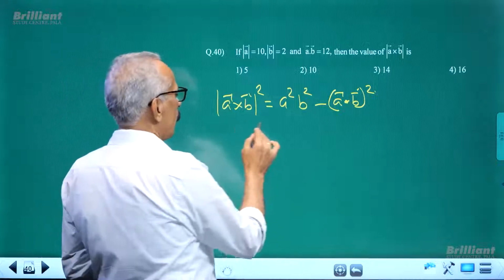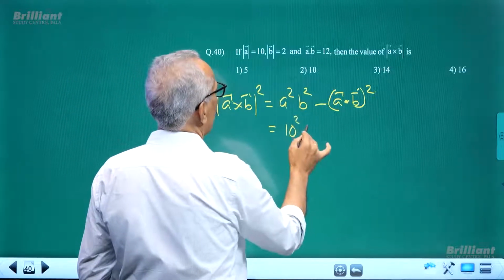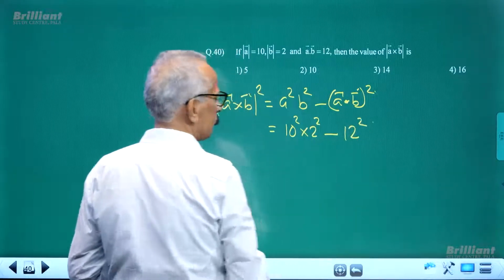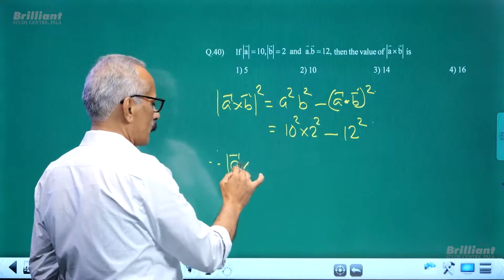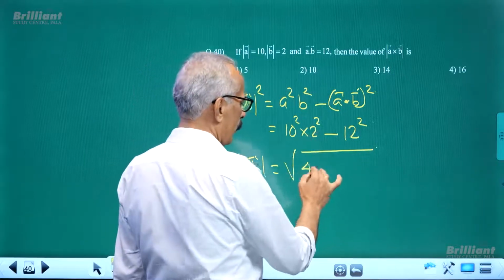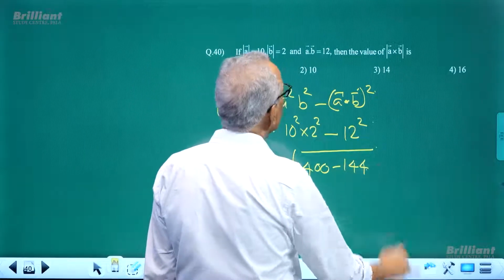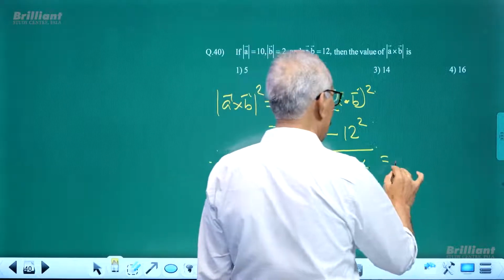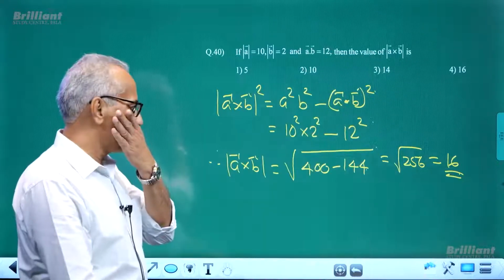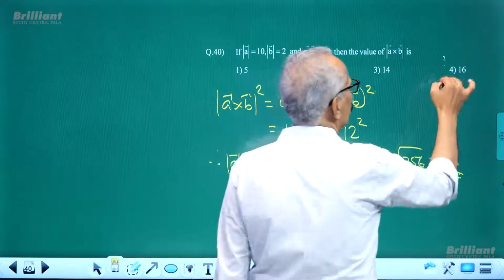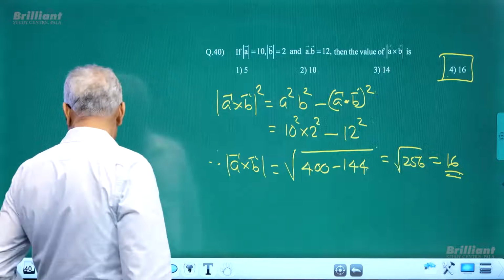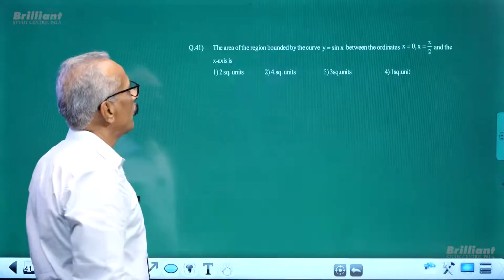So this is equal to A square, that is 10 square, into B square, that is 2 square, minus A dot B, 12 square. Therefore, modulus of A cross B equals square root of 400 minus 144. 400 minus 144 is 256, root over 256, that is 16. So 4 is your answer. Question 40, it is 4. Ready? Move on to question number 41.